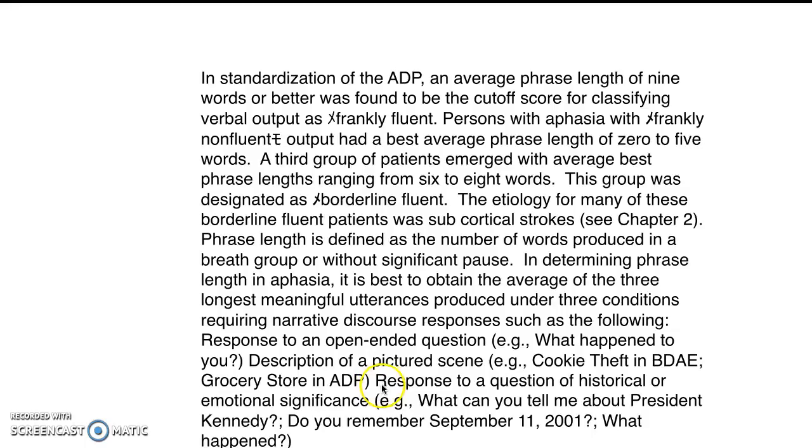And the last condition is a response to a question of a historical or emotional significance. What can you tell me about President Kennedy, or do you remember September 11th, 2001? What happened? You take those 3. You would get a speech sample on those 3. You would find the 3 longest utterances in those 3. You would find the average of the 3 longest utterances, and that's what you would put on this scale of 0 to 5, 9 or more, or borderline fluent in the middle.